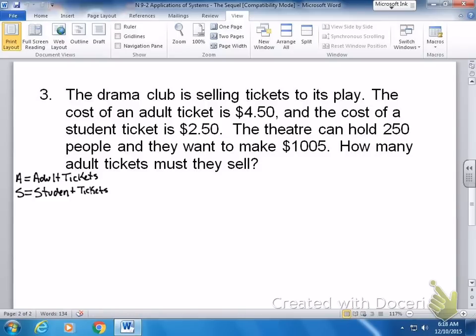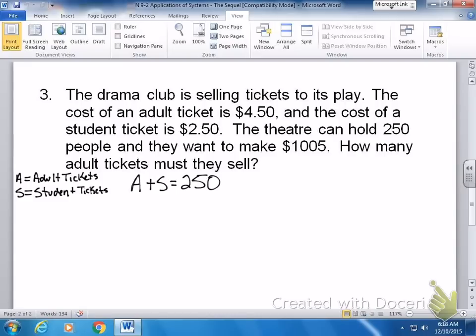Now I'm going to set this up a lot like the last one. In the last one, they told us we had a total amount of coins. Well, this one tells us they can hold 250 people. So I need to take my number of adult tickets, add to it the number of student tickets, and it can only hold 250 people, so equals 250. Just like the last one, I added them up to the total. Now the next part is just like the last one too. It's telling me the price of the tickets.